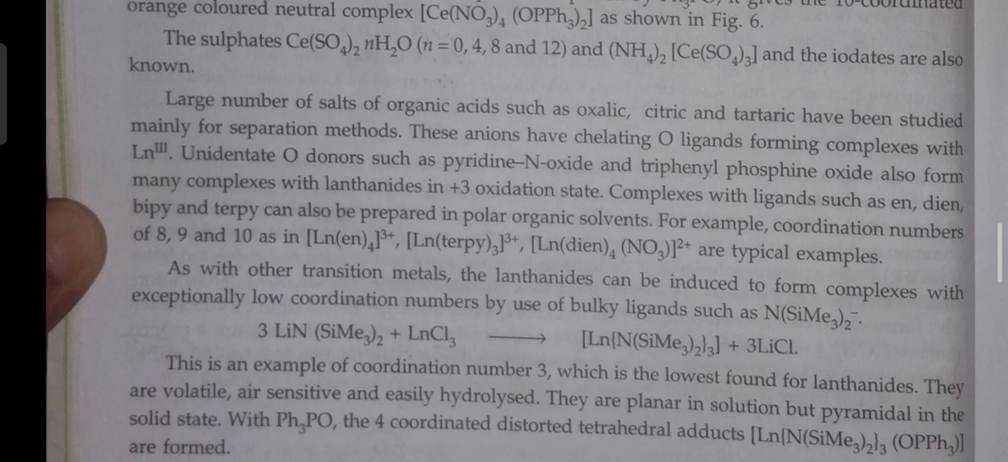A large number of salts of organic acids such as oxalic, citric, tartaric have been studied mainly for separation methods. These ions have chelating oxygen ligands forming complexes with Ln3+. Unidentate O donors such as pyridine oxides, and triphenylphosphine oxide also form many complexes with lanthanides in the +3 oxidation state. The complexes with ligands such as en, dien, bipyridine, tetrapyridine can be prepared in polar organic solvents.